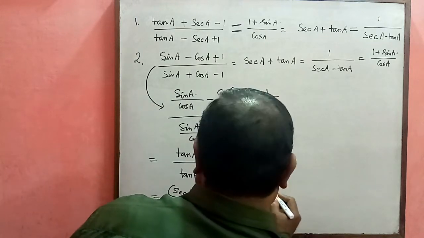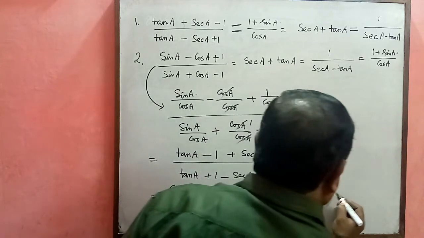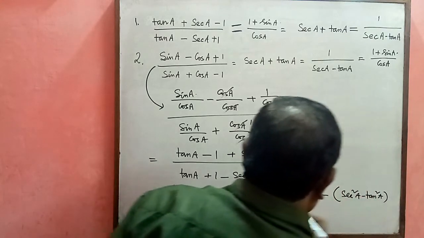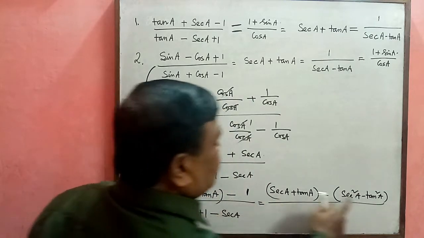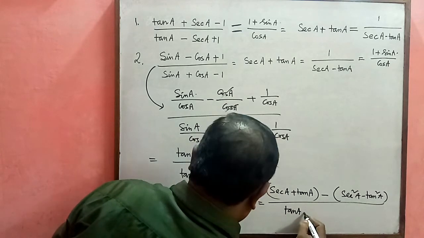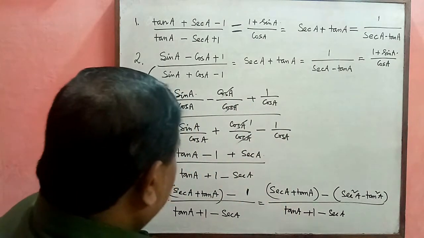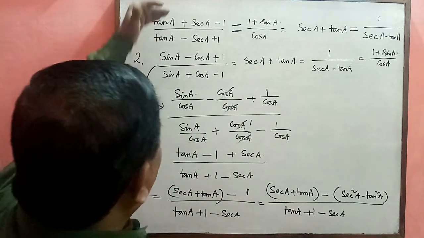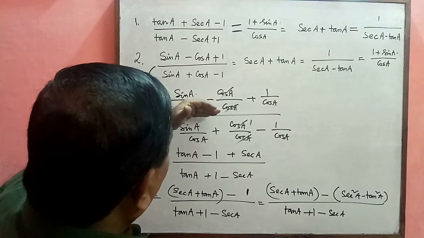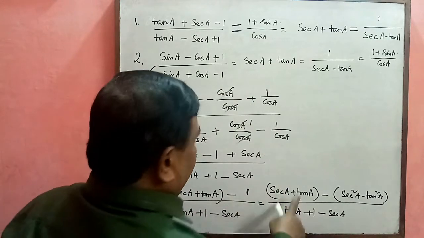Here sec A plus tan A into 1 minus sec square A minus tan square A. We know 1 is equal to sec square A minus tan square A. So you keep it as it is, tan A plus 1 minus sec A. That means once we have converted this into this, the procedure is the same. Here one step is more, here one step is less. Now from here, the same rule will be applied.